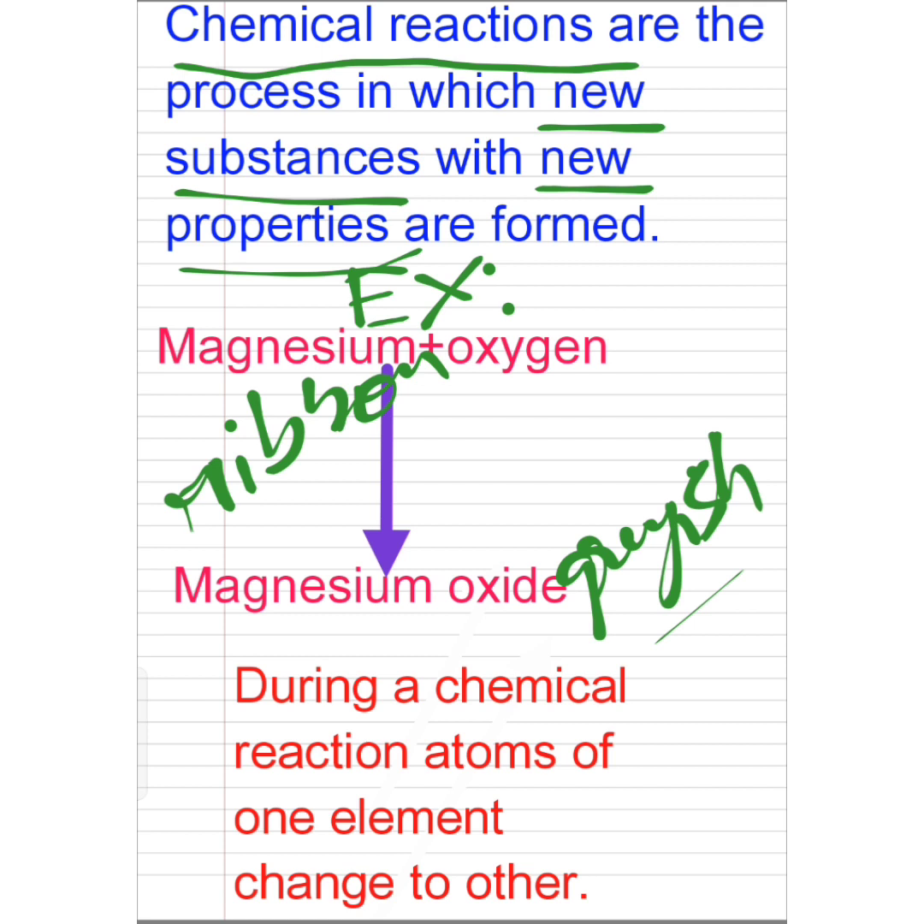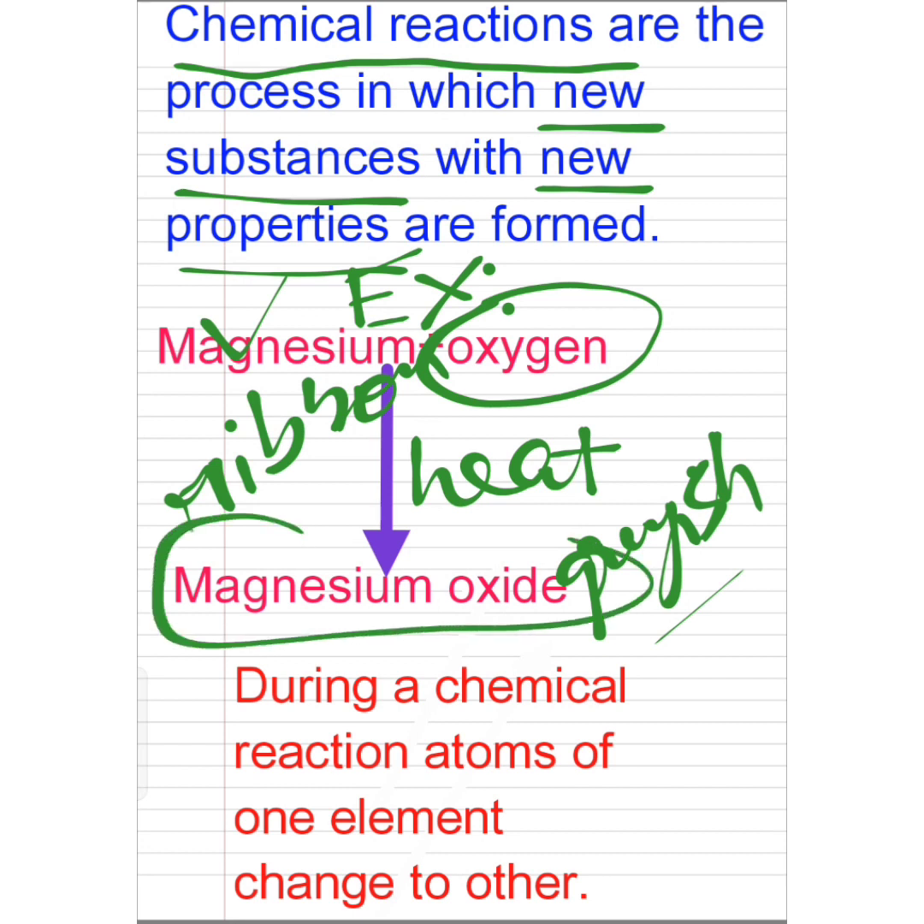Now what I am doing? We are taking the magnesium ribbon and we are burning it in presence of atmospheric oxygen. So for that definitely we need heat. We will apply heat for burning the magnesium ribbon. This heat we can apply by Bunsen burner, spirit lamp, or by any means, so that we can convert this magnesium ribbon to a new compound or a new substance called magnesium oxide.